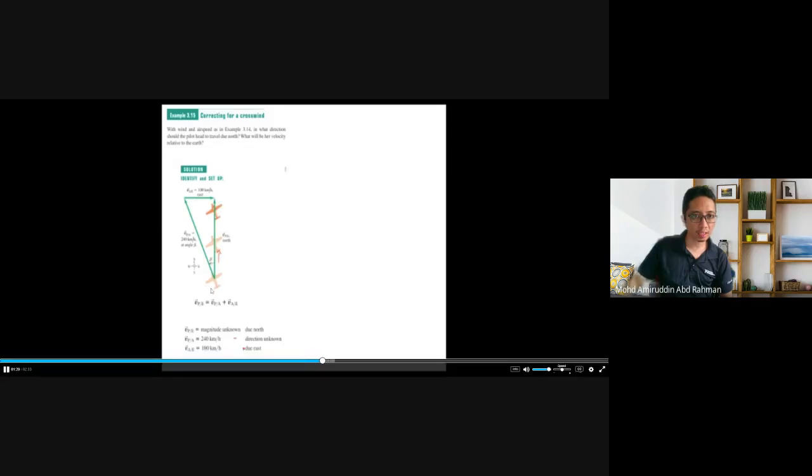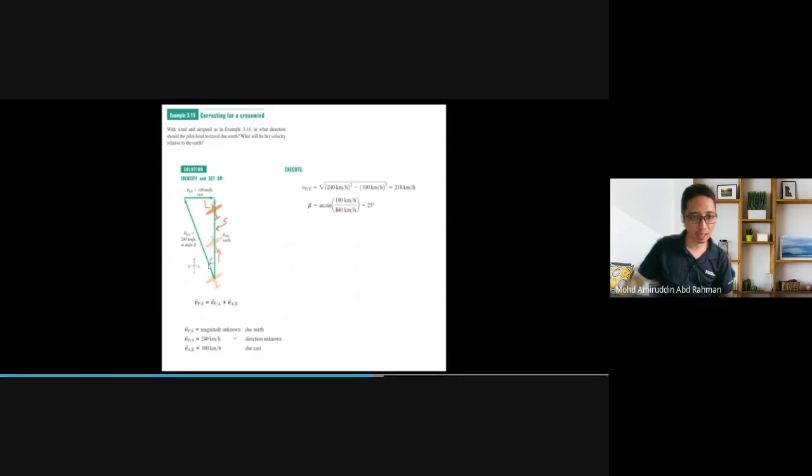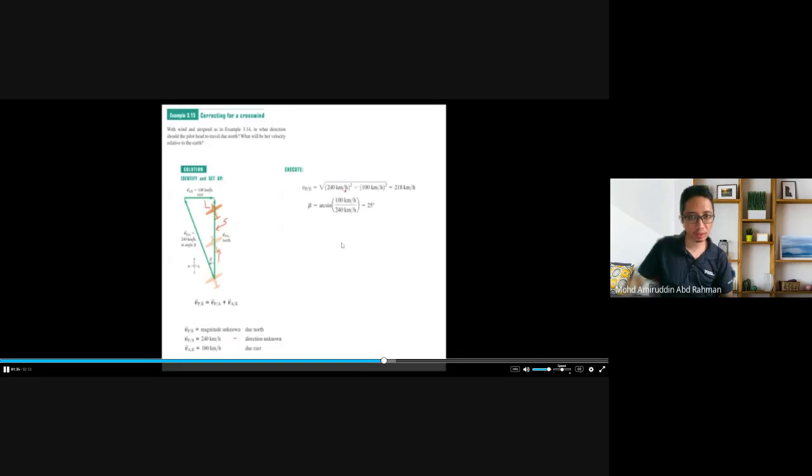We can execute a solution to this problem by recognizing that this is a triangle. We're going to first calculate the magnitude of the speed of the plane, which is obtained by squaring the hypotenuse, which is 240, and subtracting the square of the side, which is 100.